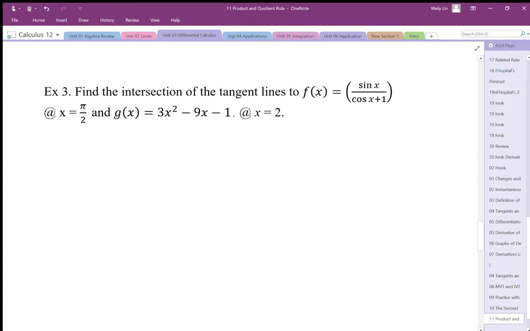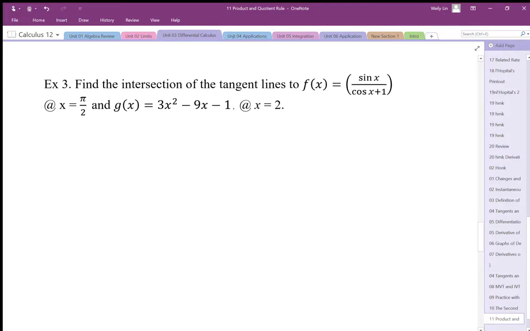These rules we can use to find the derivatives of these more complicated functions. So here we have the tangent line. We want to find the tangent line of this more complicated function, so we're going to differentiate that. I want to find the tangent line at x equals pi over 2 and x equals 2. There are two different functions with two different tangent lines.